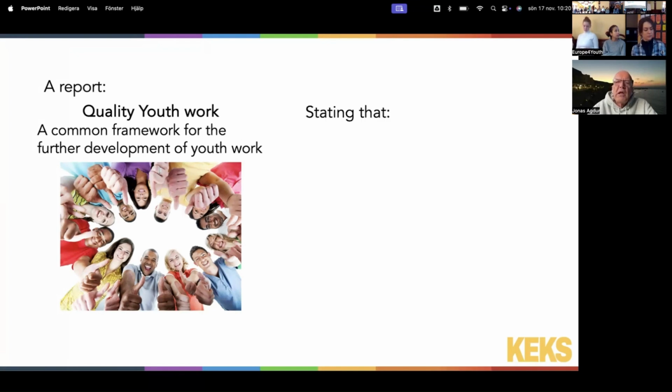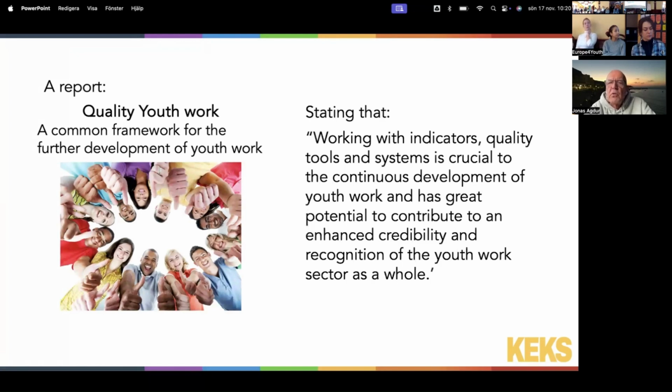And it was stating that working with indicators, quality tools, and systems is crucial to continuous development of youth work and has a great potential to contribute to an enhanced credibility and recognition of the youth work sector as a whole. And these kind of statements you will be able to find in all different resolutions and recommendations taken both by the EU and the Council of Europe in the coming years.